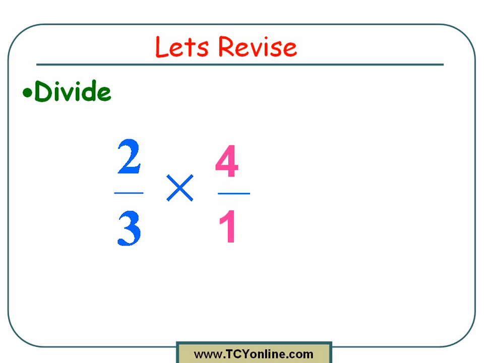Now multiply two numerators together. 2 times 4 gives 8. And multiply two denominators together. 3 times 1 gives 3. So the final answer will be 8/3. Check if you can reduce this further. This can't be reduced further, so the answer is 8/3.